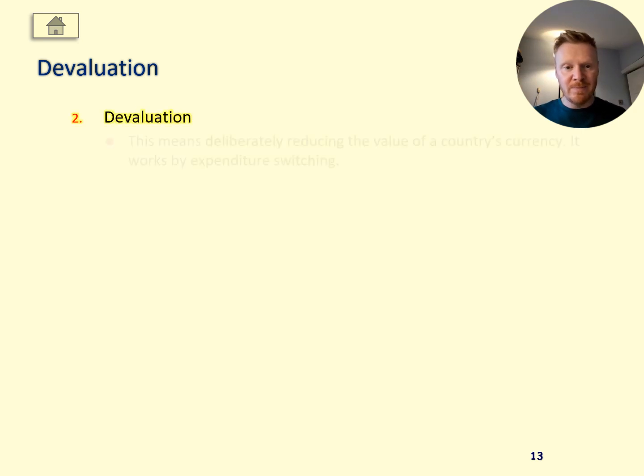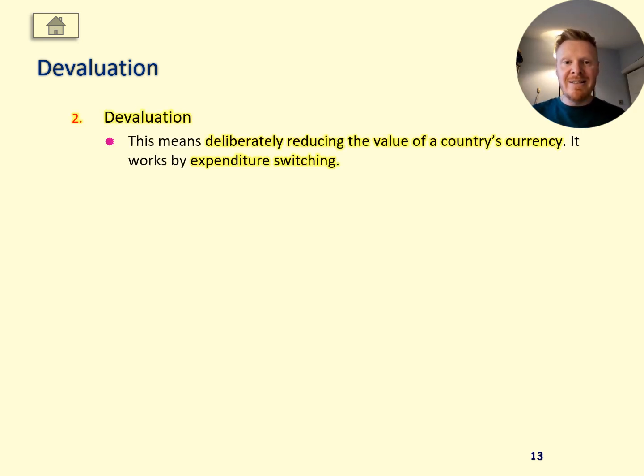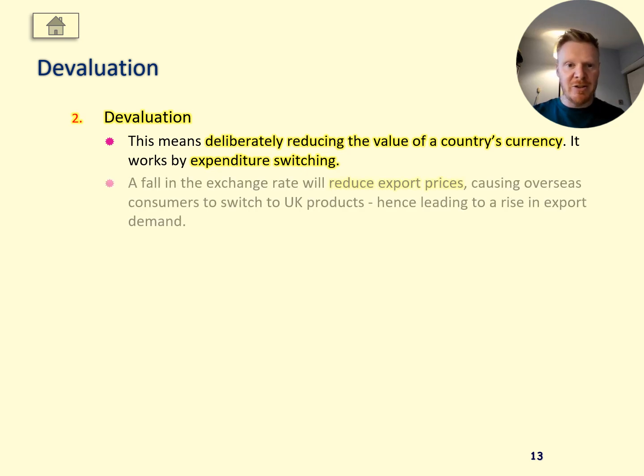Devaluation. So this means deliberately reducing the value of a country's currency, and it works by what we call expenditure switching. So remember, deflation would be expenditure reducing. Now we're trying to switch people's expenditure.